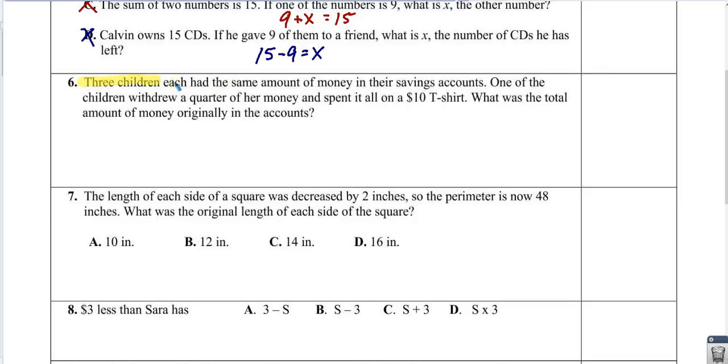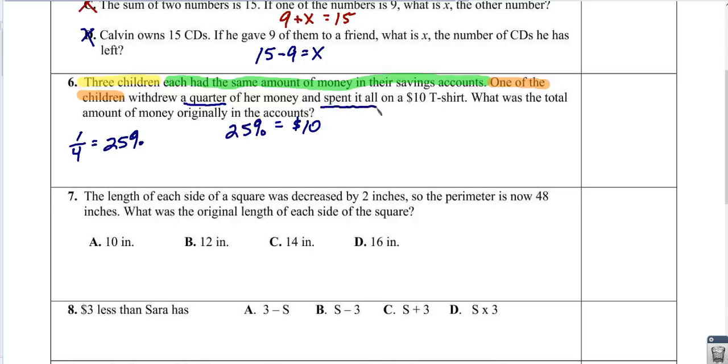3 children. Each has the same amount of money in their savings account. And we're looking at the actions of one of the children. So one of the children took 25%. A quarter, 1/4 is 25%. So we know that 25% of that child's money is $10.